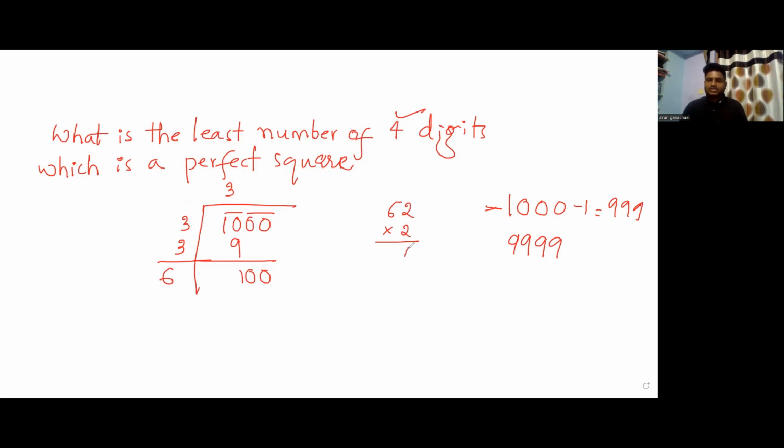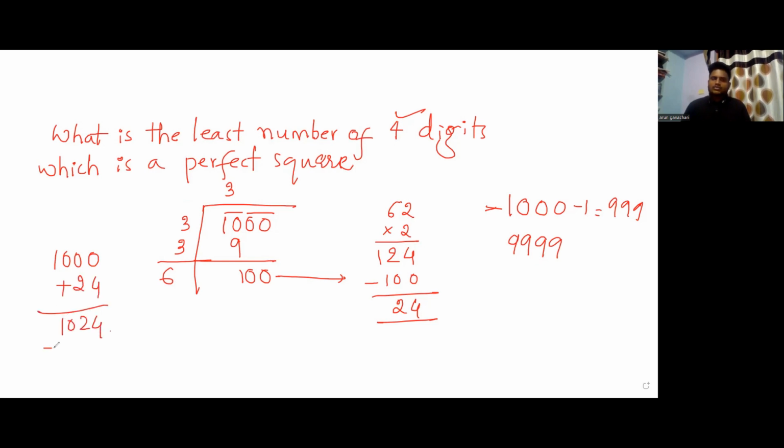What is 62 twos? 2 twos are 4, 2 6s are 12. So my number came out to be 124. Then I have to subtract this 100. So if I subtract 100 from it, what will I get? I'll get 24. So what should be added to my given number? 24 should be added. Now if I add 24 to my given number, my answer will be 1024.